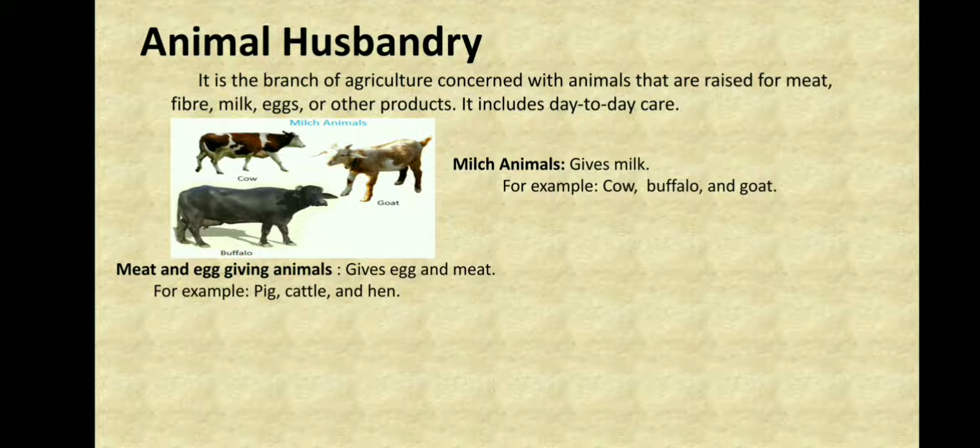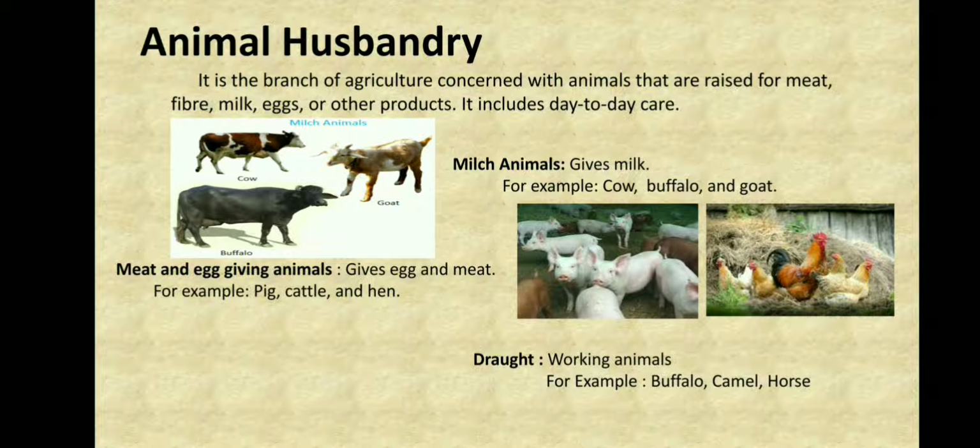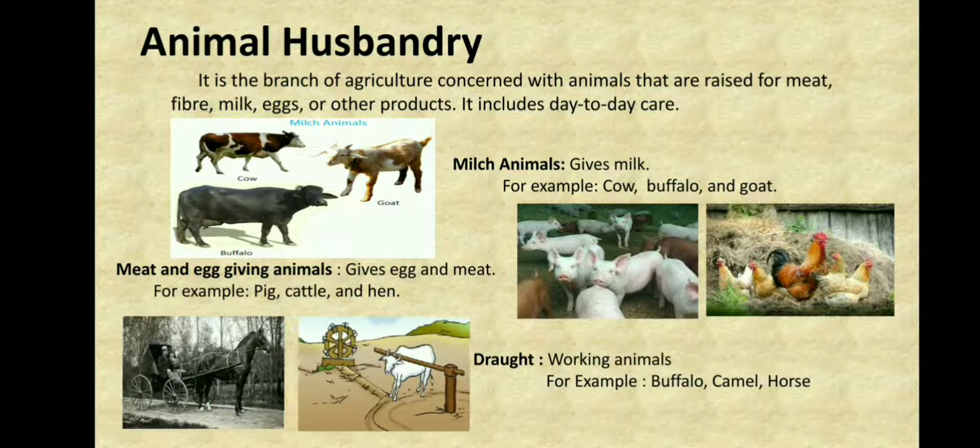And there are meat and egg giving animals, which give eggs and meat, for example pig, cattle and hen. And the third category is the draught animals, which are also called working animals. For example, we have bull, camel and horse. You could see it in the first and second pictures. The second picture was the method of Rahat, which we learned in part 2. You would remember it if you have seen it. So these are the draught animals.